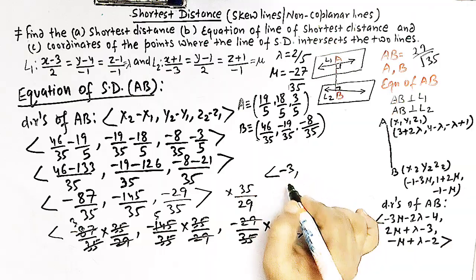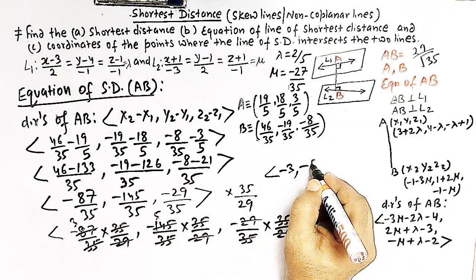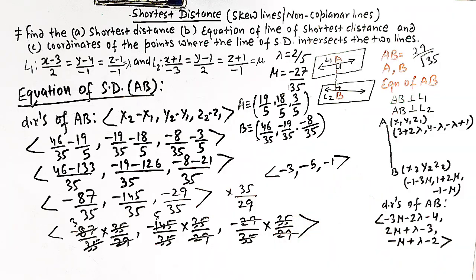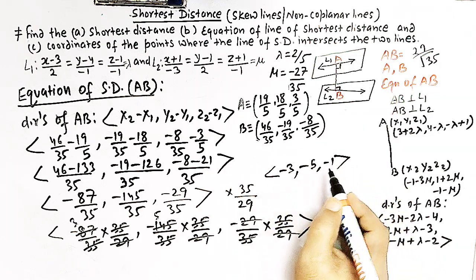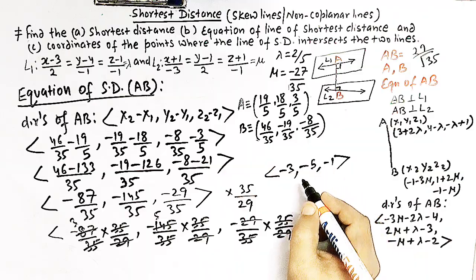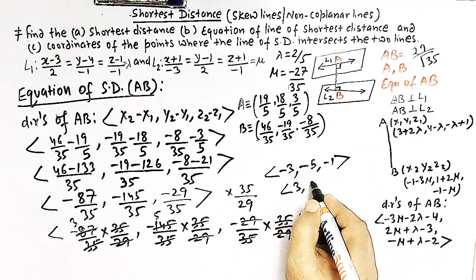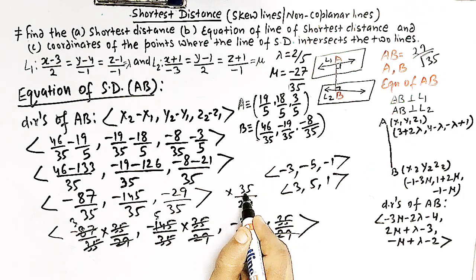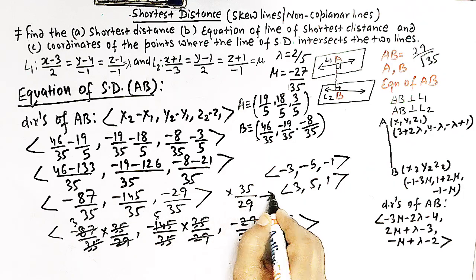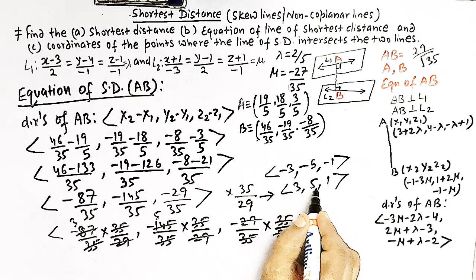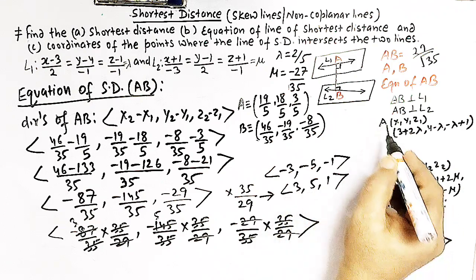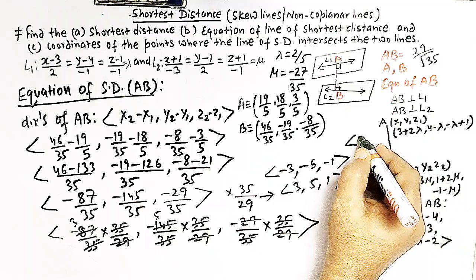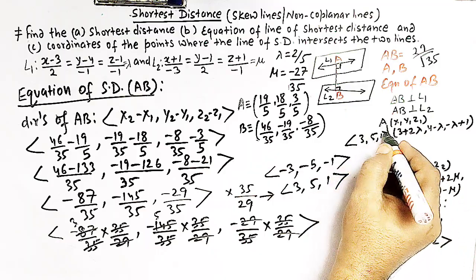So we have here minus 3, then we have minus 5, and then we have minus 1, right? And again, if we multiply all these three numbers by negative 1, we have 3, 5, and 1. So here, instead of multiplying these three numbers by 35 over 29, we can also multiply these three numbers by negative 35 by 29 to get the direction ratios as 3, 5, and 1. So the direction ratios of the line of shortest distance are given by 3, 5, and 1.